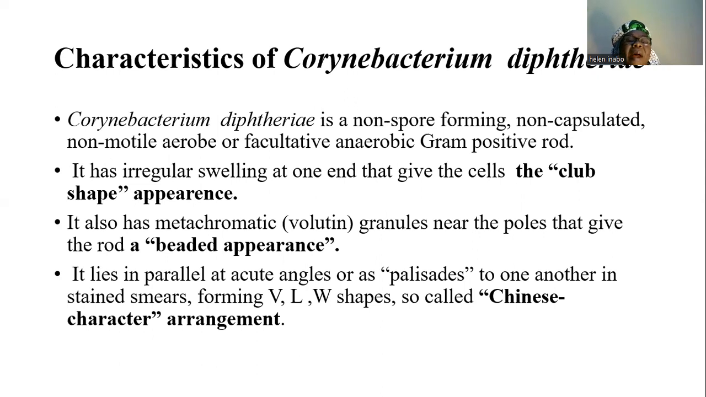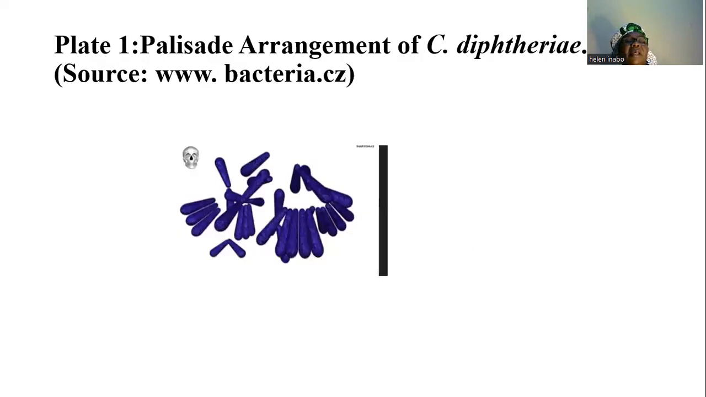It lies in parallel at acute angles or as palisades to one another in stained smears, forming V and L shapes, the so-called Chinese character arrangement. As you can see in plate 1, here is the V-shaped arrangement, and the palisade arrangement, just like the palisade layer of a cross-section of the leaf.